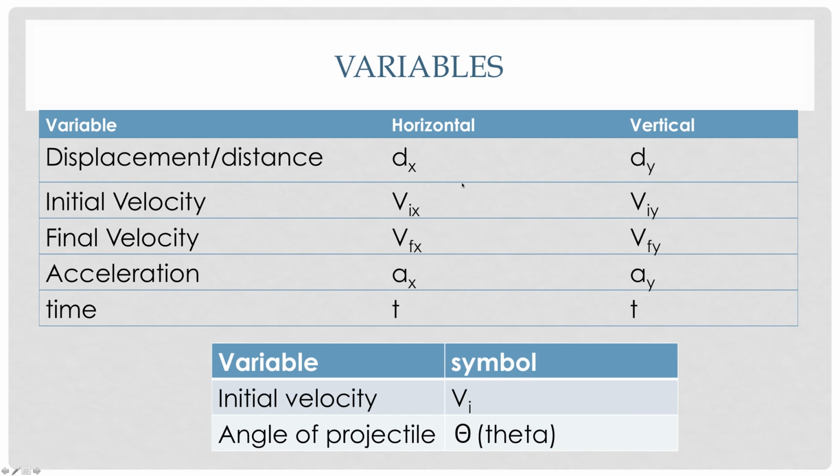I highly encourage you when you're working out these problems, as you'll see me do in the examples later, to create a table kind of like this to fill in your information. We also have a couple other symbols. We're going to use theta again for angles, and initial velocity overall would just be VI, and then sometimes we'll have to break it down to VIX and VIY.